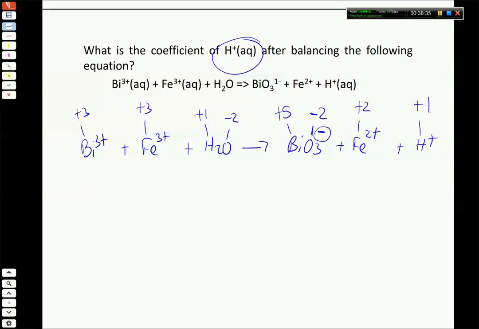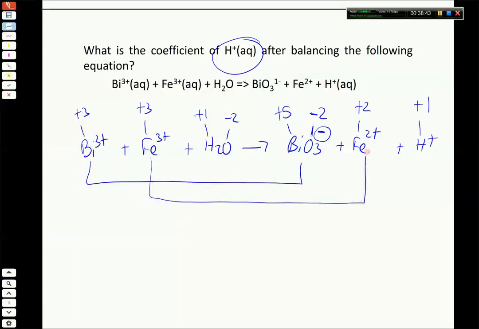So we find the species that are changing oxidation numbers. Bismuth goes from +3 to +5, and then iron goes from +3 to +2. And then we have to count the number of electrons based on the difference in the oxidation number. So Bi goes from 3+ to 5+, that's a total of 2 electrons, a difference of 2. Iron goes from 3+ to 2+, so that's going to be a difference of 1 electron. We need the number of electrons to be equal between the species that's losing and gaining them. If we want to keep track of which one's losing, this one's gaining an electron, this one's losing 2 electrons.